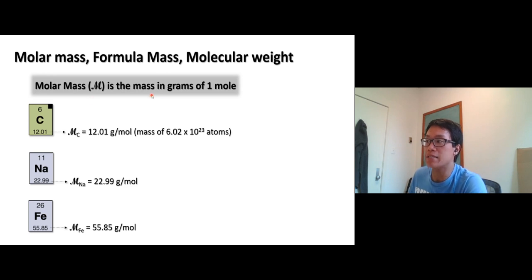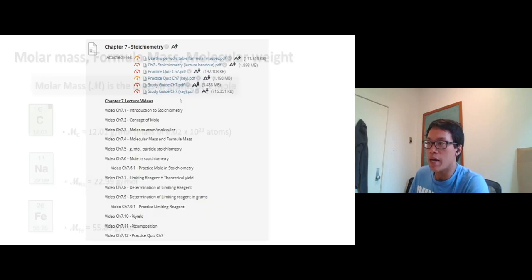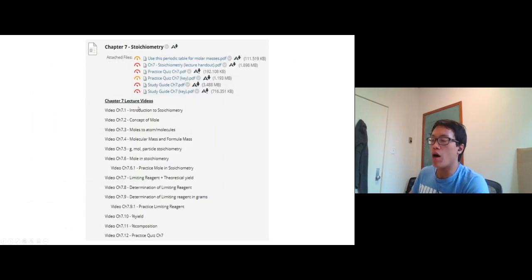So molar mass is the mass in grams of 1 mole, 6.02 times 10 to the 23rd atoms or molecules. The words molar mass, formula mass, and molecular weight are the same thing, but they are used differently. I'll tell you in a bit. Formula mass is for ionic compounds, and molecular weight is for covalent compounds. There's a little bit of difference, but they all have the same meaning, which is the mass of 1 mole of atoms or molecules.